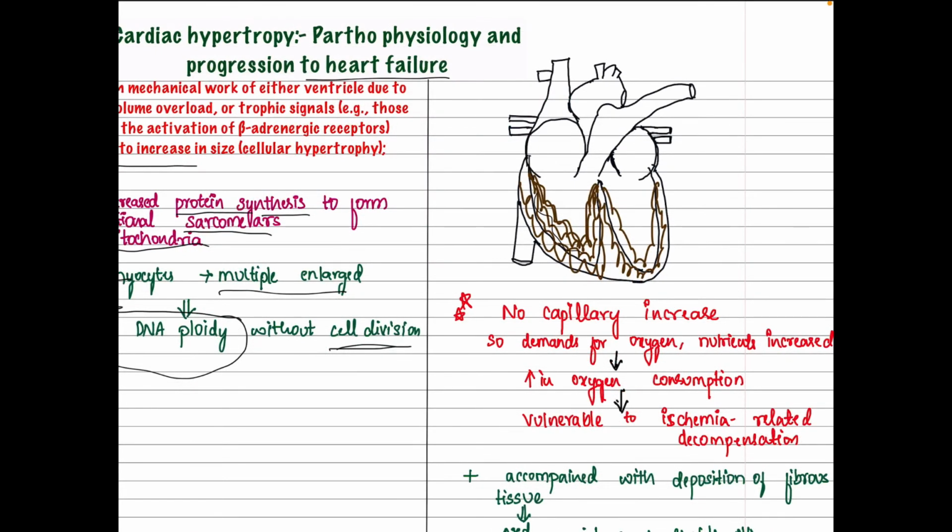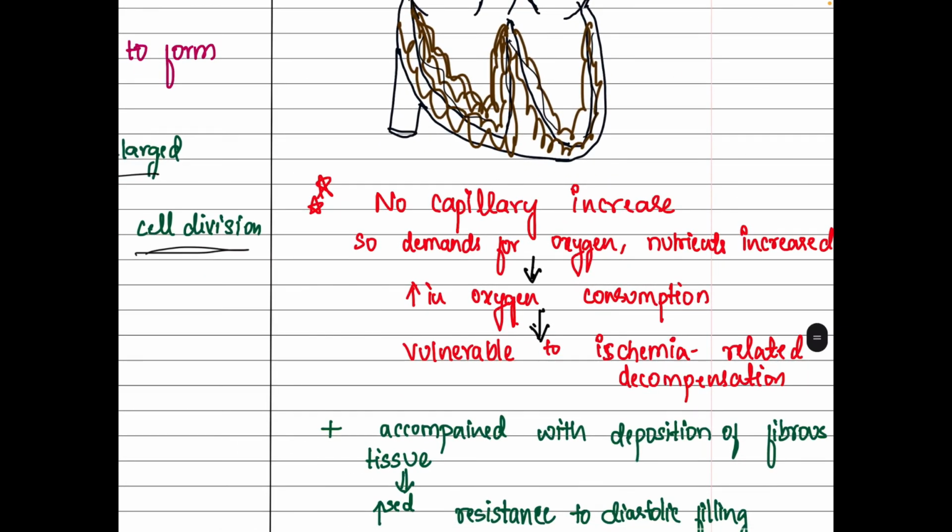In the hypertrophied ventricle, there will be an increase in size of the myocardial cells and an increase in the amount of DNA, but there will be no capillary increase. This is the main point to be remembered. Due to no increase in capillaries, the demand for oxygen and nutrients will be increased. So oxygen consumption will be increased by this hypertrophied ventricle. Hence, this hypertrophied ventricle is more vulnerable to ischemia.